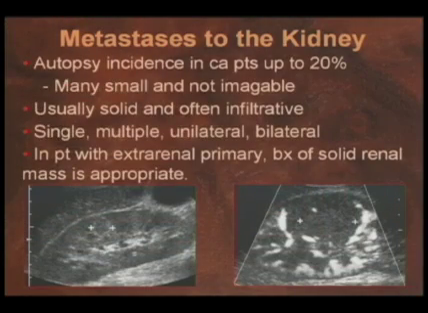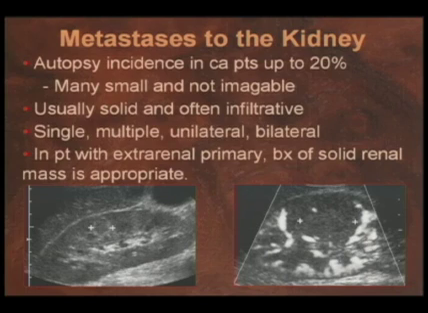Now, metastases also occur in the kidneys, and in fact, in autopsy series, they're seen in up to 20% of patients dying from cancer. But most of the time, they're small and they're not imageable. When they can be seen, they're often infiltrative, and they're frequently and almost always solid. They can be single, multiple, unilateral, or bilateral. So the appearance, unfortunately, overlaps with that of primary renal cell cancer.